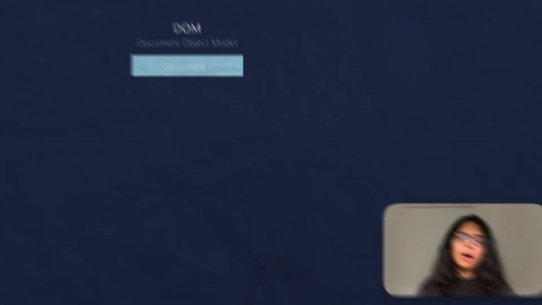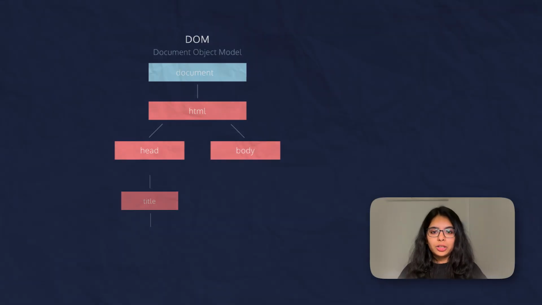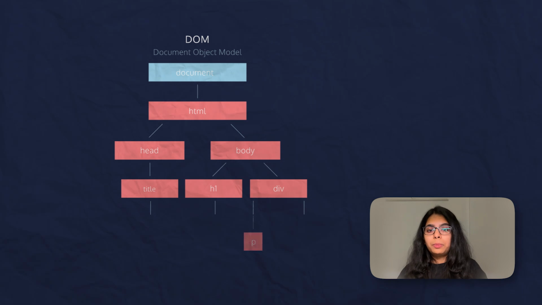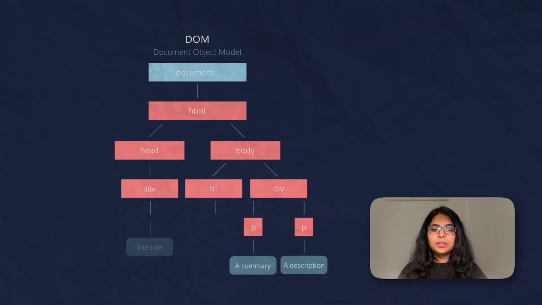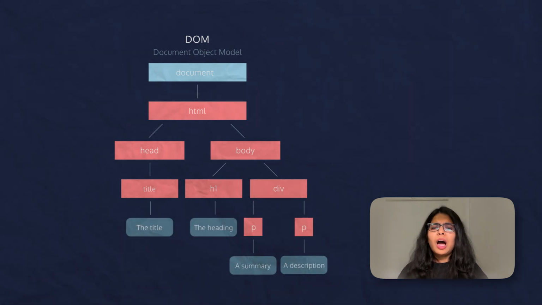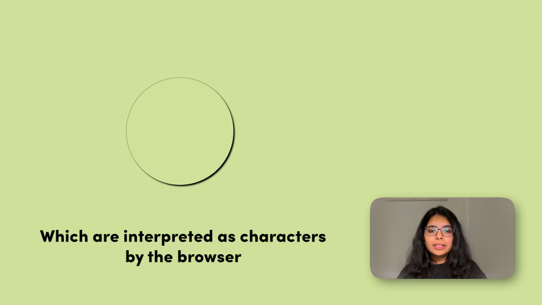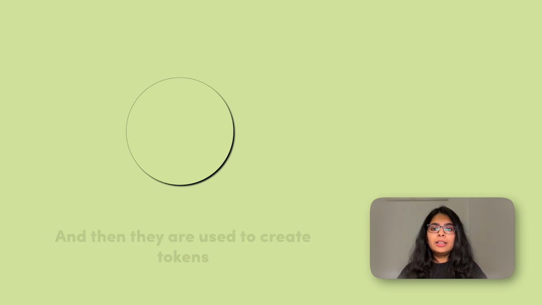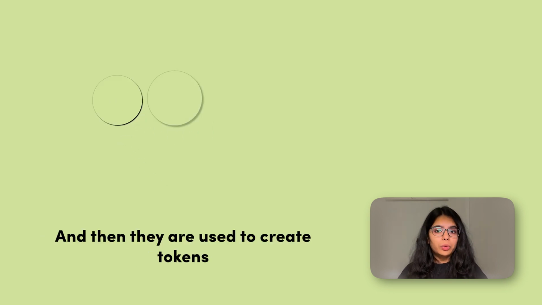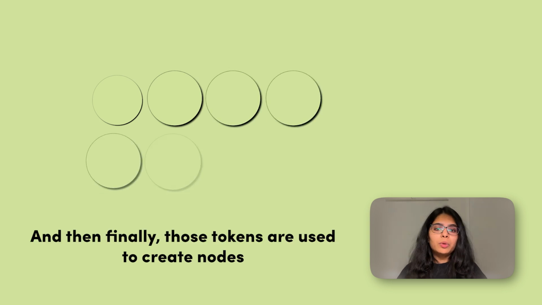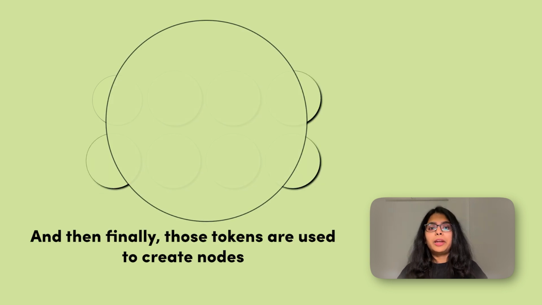Once the browser receives the HTML, it starts to incrementally parse it. Now you can think of parsing as translating raw HTML into a structure called the DOM tree, and this structure represents the entire page. But how does this happen exactly? First we get the HTML page in the form of bytes of data, which are interpreted as characters by the browser, and then they are used to create tokens. And then finally those tokens are used to create nodes.